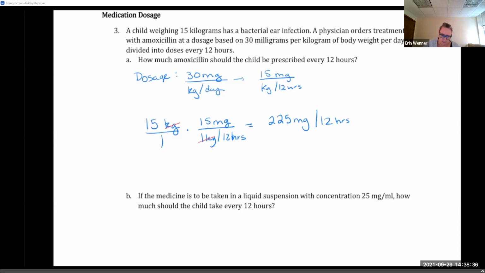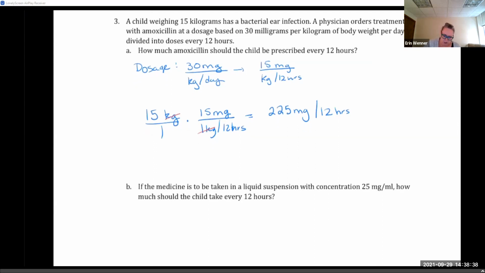So if the medication is to be taken in a liquid suspension with a concentration of 25 milligrams per milliliter, that's a really fancy way of saying the pharmacist gave the parents the bottle of the liquid, right? It's like that pink liquid or whatever. They have all the different flavors, right? And they're just saying, okay, the concentration is that for every milliliter in this bottle, there's 25 milligrams of the drug. So how much should the child take every 12 hours?